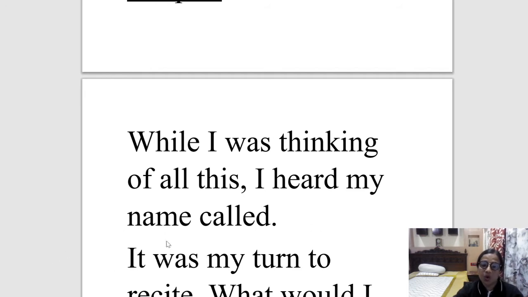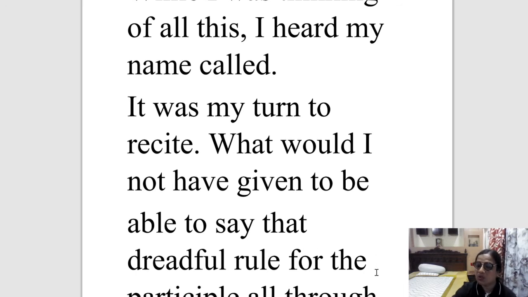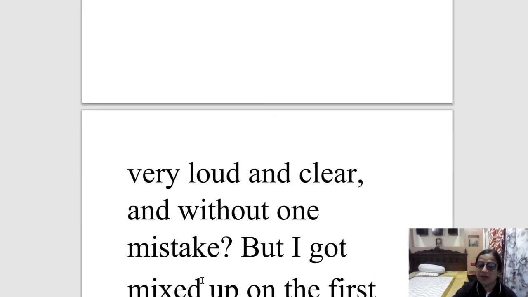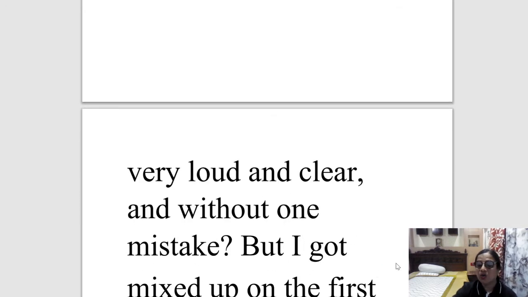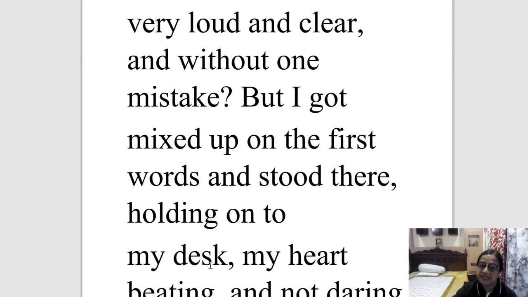While I was thinking of all this, I heard my name called. It was my turn to recite. What would I not have given to be able to say that dreadful rule for the participle all through, very loud and clear and without one mistake? But I got mixed up on the first words and stood there holding on to my desk.